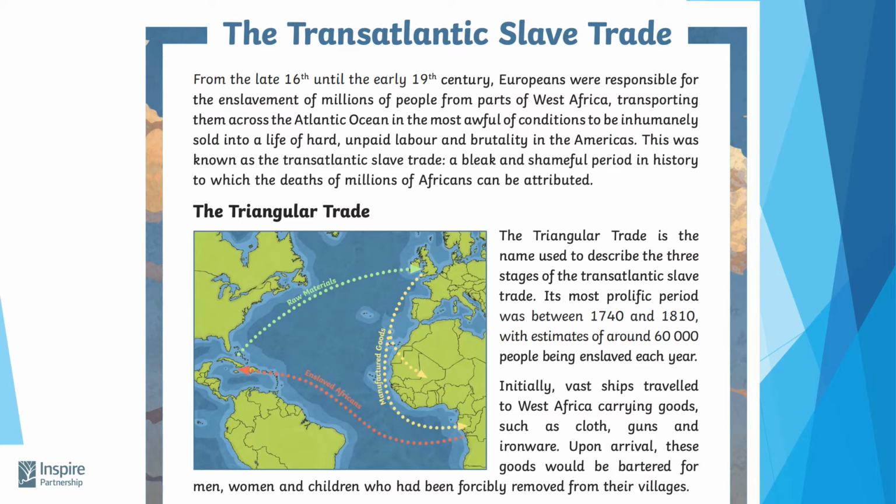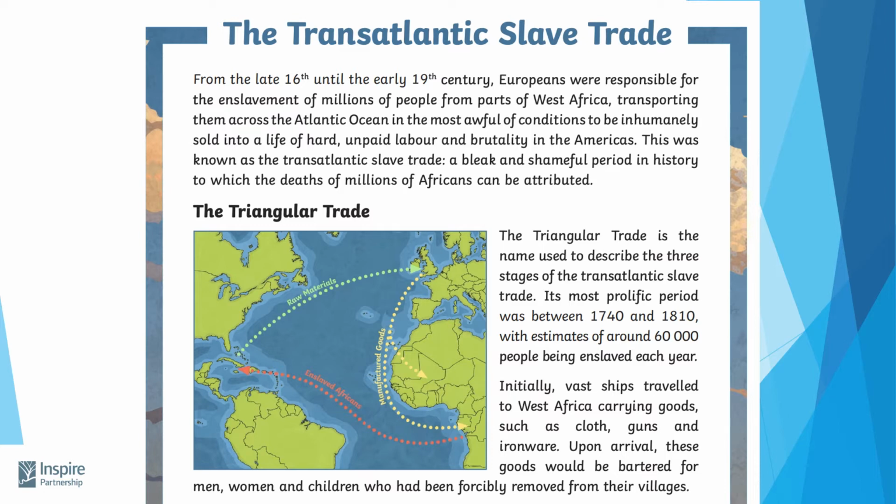It's called The Transatlantic Slave Trade. From the late 16th until the early 19th century, Europeans were responsible for the enslavement of millions of people from parts of West Africa, transporting them across the Atlantic Ocean in the most awful of conditions to be inhumanely sold into a life of hard, unpaid labour and brutality in the Americas. This was known as the transatlantic slave trade, a bleak and shameful period in history to which the deaths of millions of Africans can be attributed.